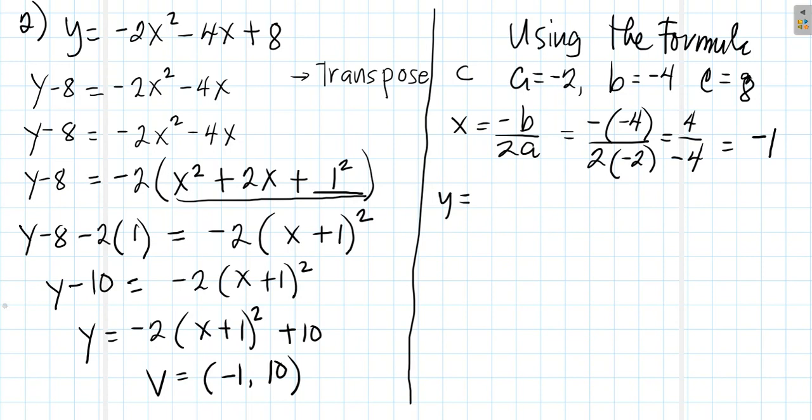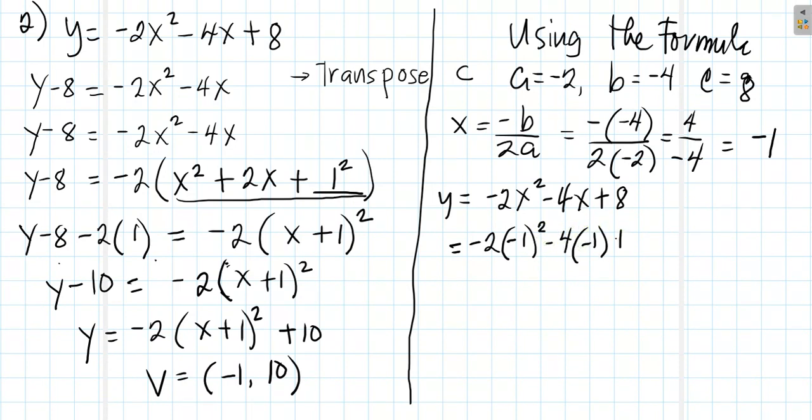Then your k, so y equals to... but by the way class, you can also use the vertex form in the formula. So we have here negative 2x squared minus 4x plus 8. So this is now equal to negative 2 times, substitute x, which is equal to negative 1, minus 4 times negative 1 plus 8.